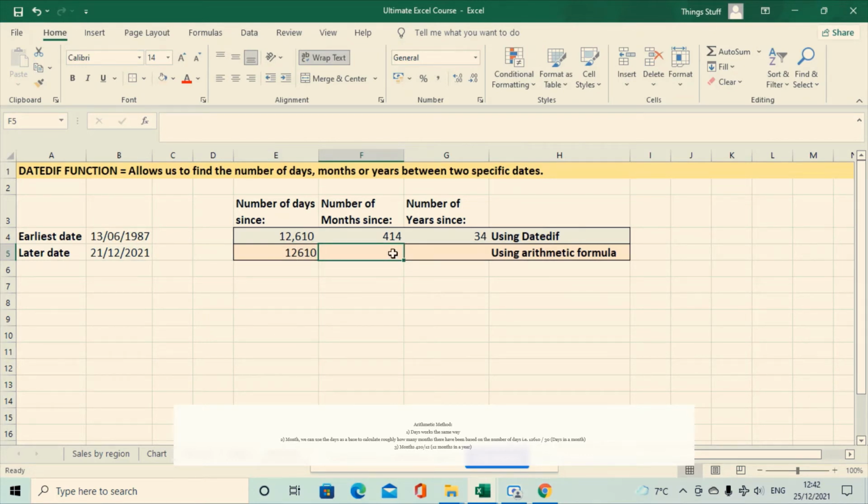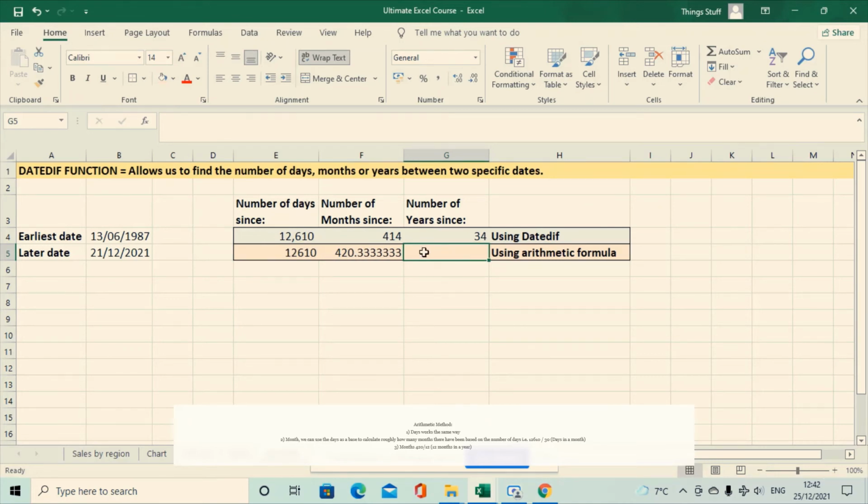For the number of months, we would need to take the total number of days and divide that by either 365 times 12, or roughly, we can assume there are 30 days in a month, and it gives us about 420 months.